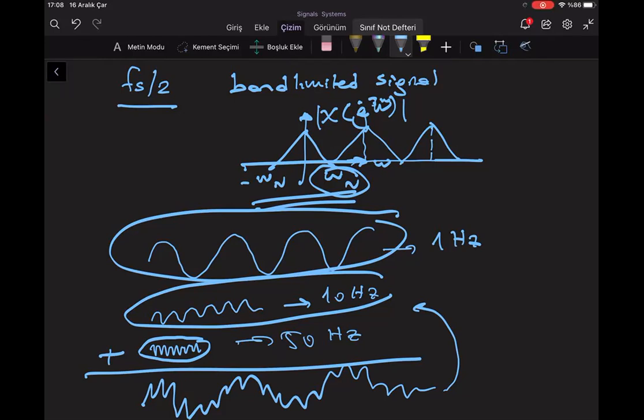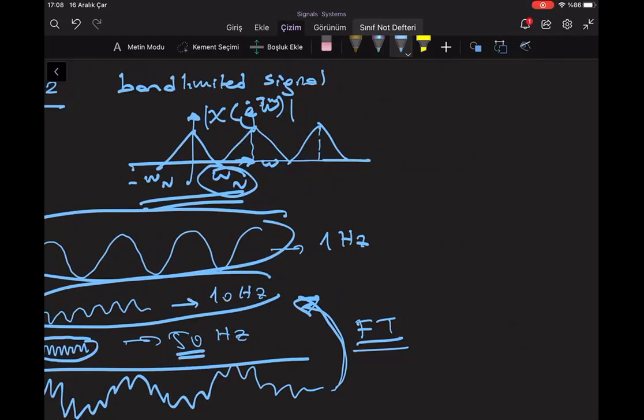This is what? Frequency transform, right? Fourier transform. If I have the signal, I can go back and see what kind of contributions I have in terms of sinusoidal signals, pure sinusoids. So what is my maximum frequency here? 50 Hertz. 50 Hertz is my maximum frequency. So if I draw the Fourier transform of the signal, what do I get? Let me draw again.